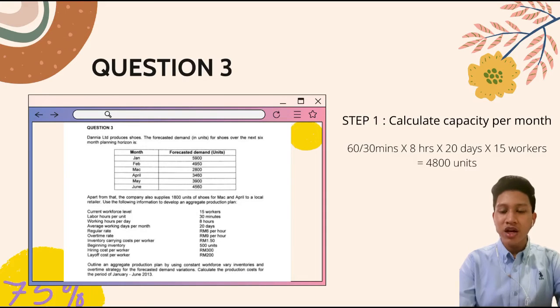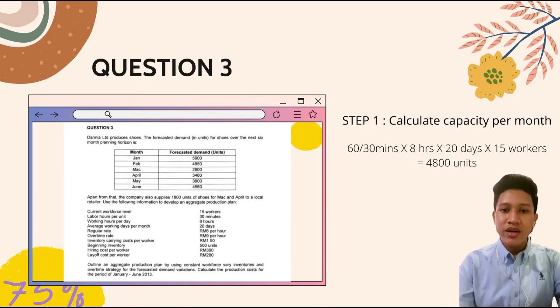Apart from that, the company also supplies 1,800 units of shoes in March and April to a local retailer. Use the following information to develop an aggregate production plan. The current workforce level is 15 workers. Labor hours per unit is 30 minutes. Working hours per day is 8 hours. Average working days per month is 20 days. Regular rate is RM6 per hour. Overtime rate is RM9 per hour.